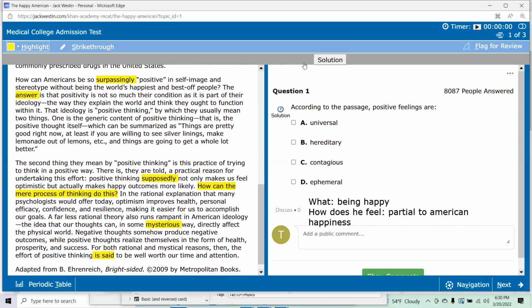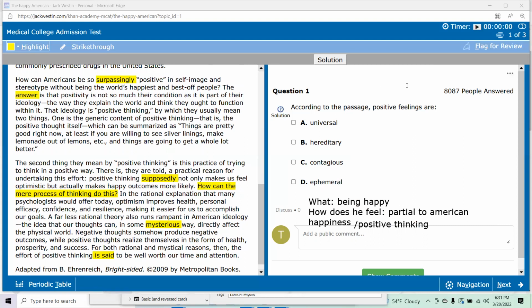Oh, I can't. Why can I never edit this? Yeah, it's super hard to edit, honestly. I'm not allowed to actually edit the box after I leave it, right? That's annoying. Yeah, I think so. Partial to American happiness or positive thinking. We'll just leave it like that for now. That was pretty good.